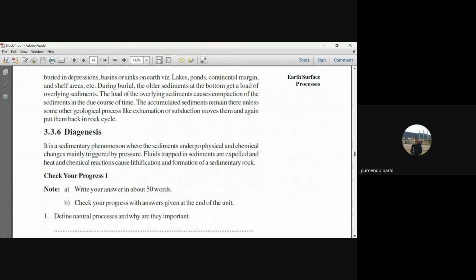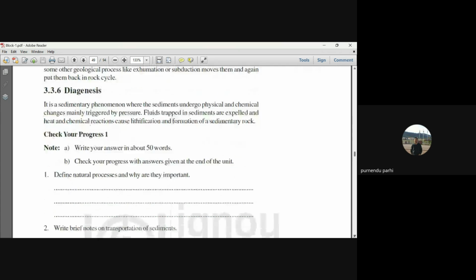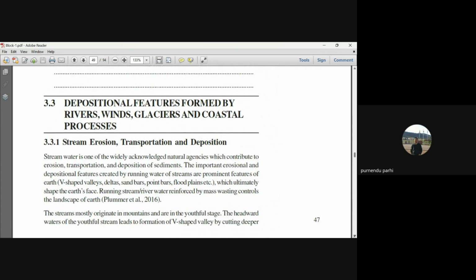Then diagenesis. It is a sedimentary phenomenon where the sediments undergo physical and chemical changes mainly triggered by pressure. Fluids trapped in sediments are expelled, and heat and chemical reactions cause lithification and formation of sedimentary rock. Deposition features formed by rivers, winds, glaciers, and coastal processes.